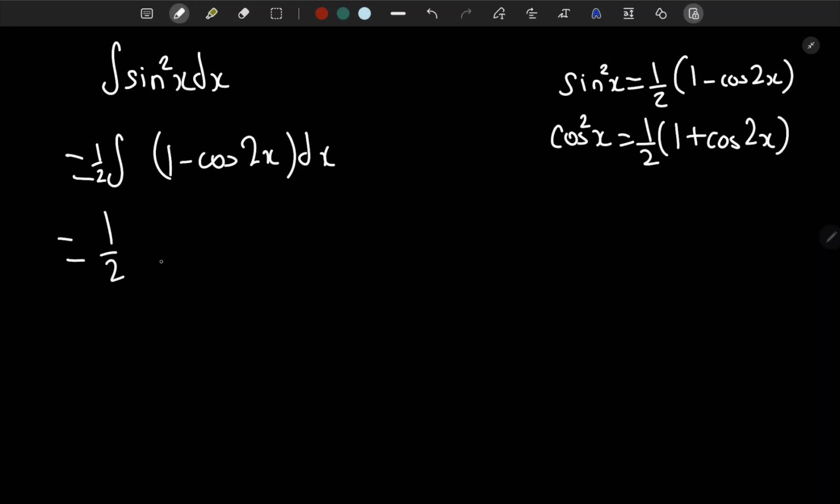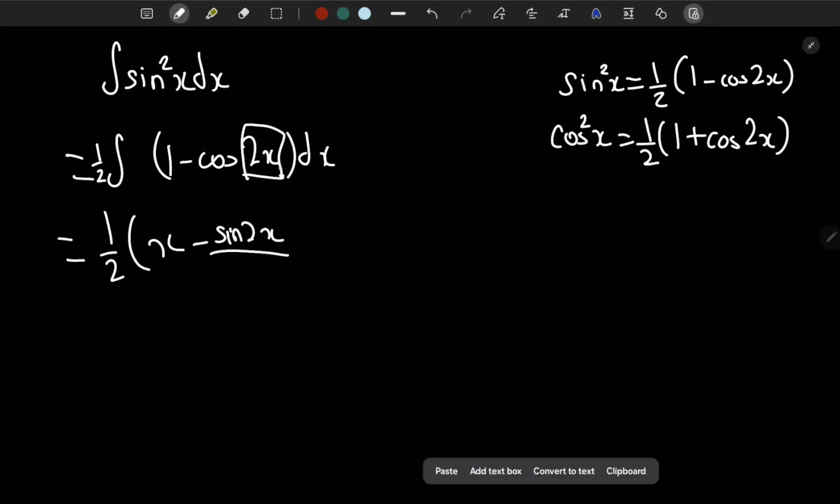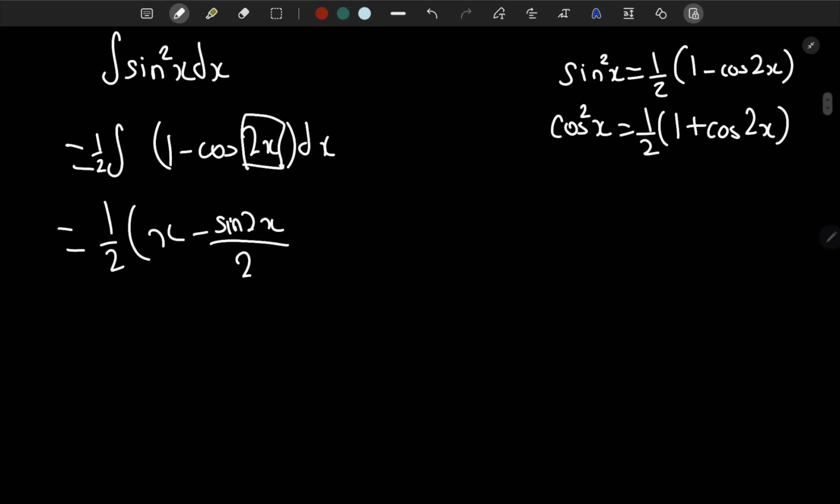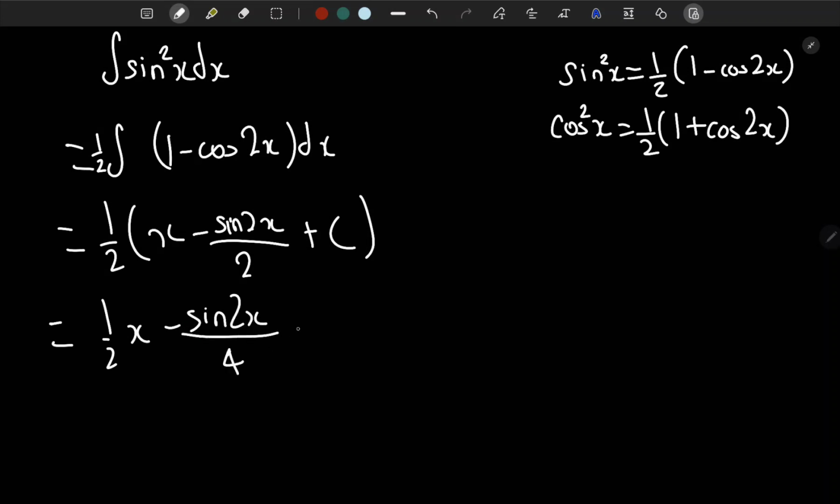And now this is equal to the integral of 1, which is going to be x, and the integral of cosine is sine 2x over the derivative of the angle. So the derivative of 2x is going to be 2, so it's over 2, and plus c. Now we can leave it as this, or we can simplify it more and just write half x minus sine 2x over 4 plus c. So this is the final answer.